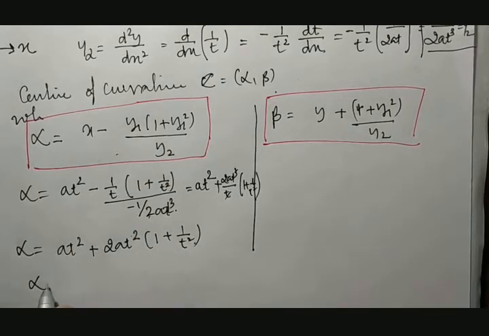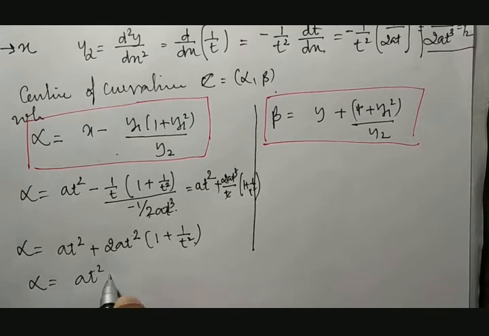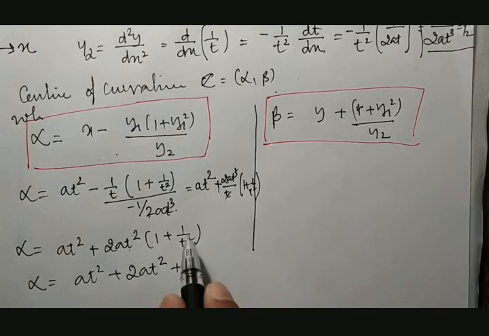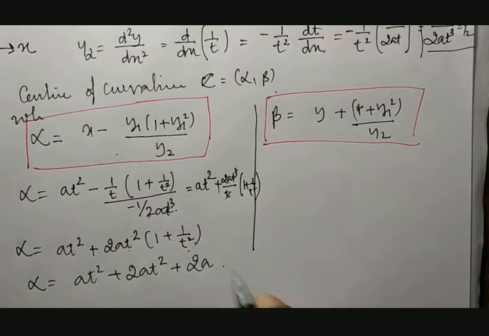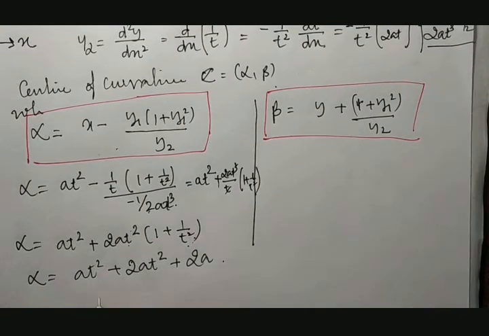Therefore further it is alpha is equal to at square plus 2at square into 1, that is 2at square, plus 2at square into 1 by t square. T square gets cancelled, so that becomes 2a. Therefore the value of alpha is equal to 2at square plus at square, which is 3at square plus 2a. So this is the value of alpha.